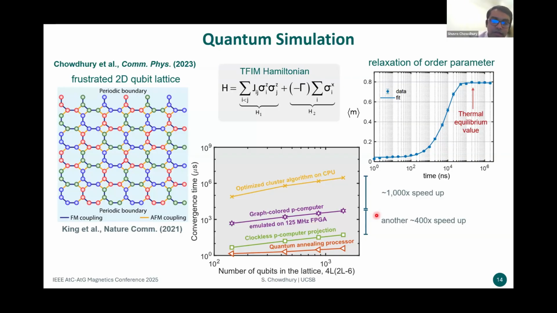So we found that from FPGA to this nanomagnet based computer, we can get another 400x speed up. So overall, when we ended the project, we were short by on the order of 10x gap. We started with a 3 million x improvement from CPU to quantum computer, and we brought it down to just 10x.